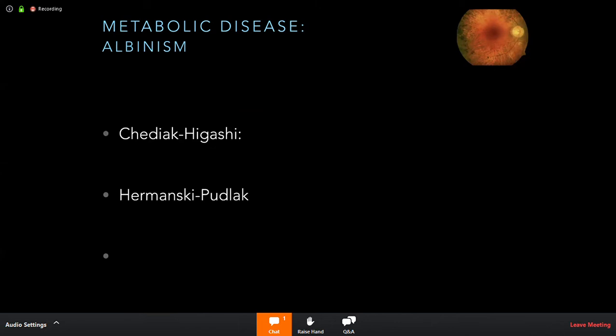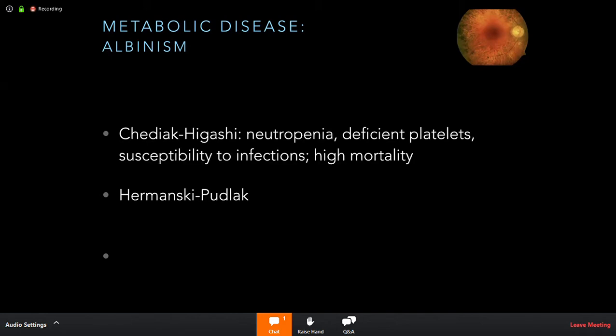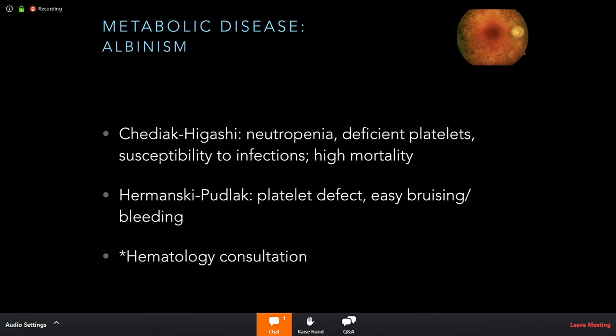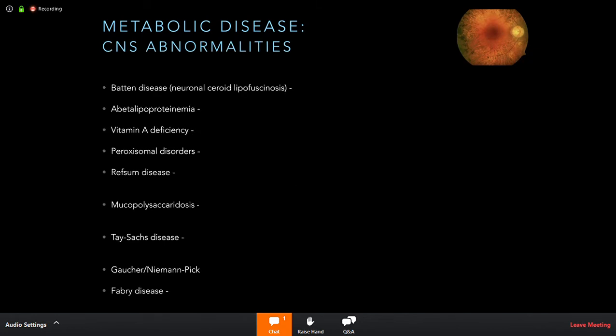Two important conditions to think about whenever we talk about albinism, especially in terms of Royal College and all that, are Chediak-Higashi and Hermansky-Pudlak. So, Chediak-Higashi is a group of patients who can have neutropenia, they have deficient platelets, and are susceptible to infections and therefore have a high risk of mortality. Hermansky-Pudlak are patients often from Puerto Rico who have a platelet defect, easy bruising, and bleeding. The take-home point for this is any patients in whom you suspect significant hemorrhaging or who develop multiple infections, consider a hematology consultation for these patients.